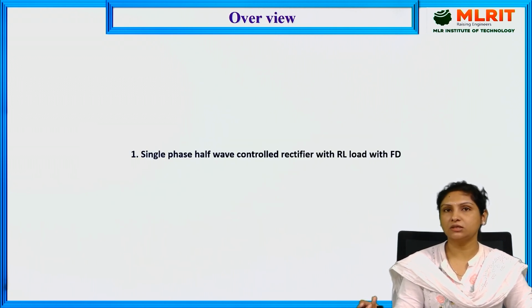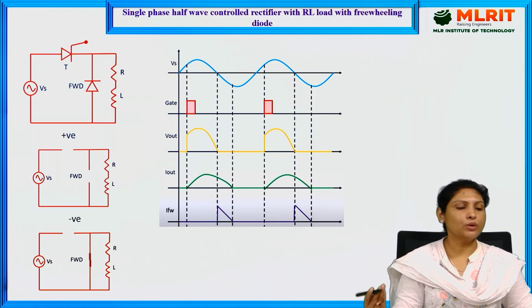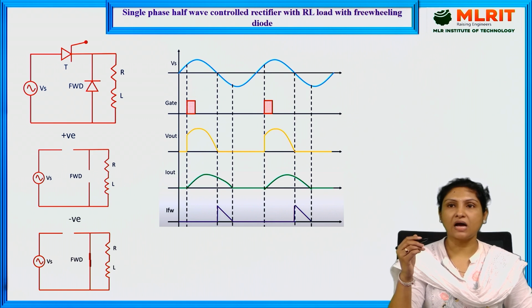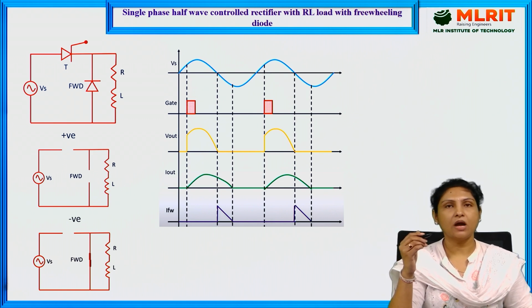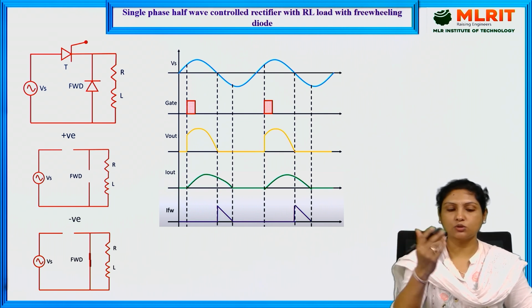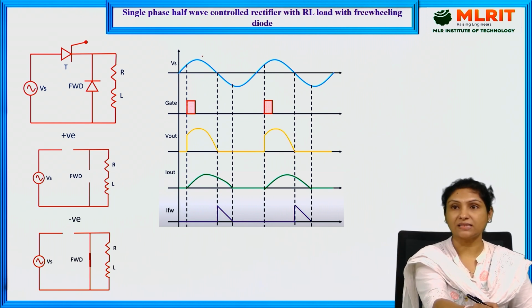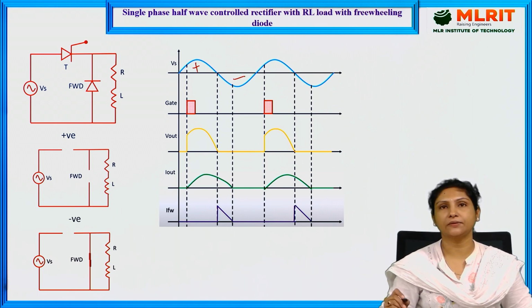In today's lecture, I'll be discussing the single-phase half-wave controlled rectifier with RL load with freewheeling diode. Here, we are making use of a single-phase half-wave rectifier with RL load with freewheeling diode. Since it is a rectifier, it converts AC to DC. It has an input voltage which is AC, alternating in nature, with both a positive half cycle as well as a negative half cycle.